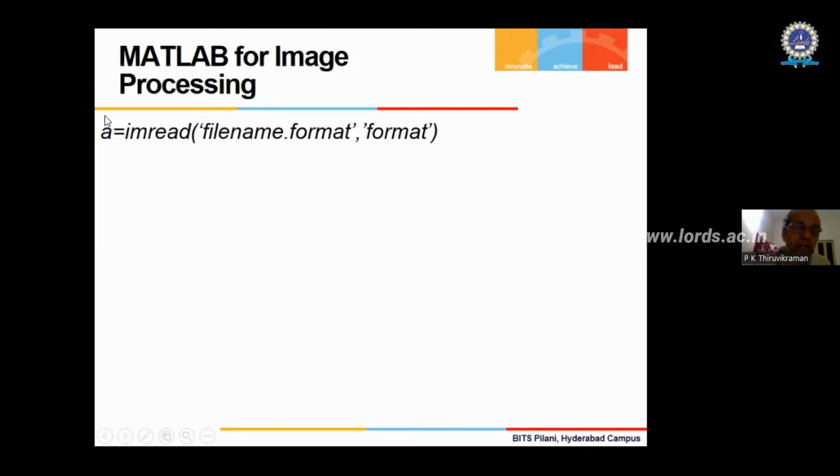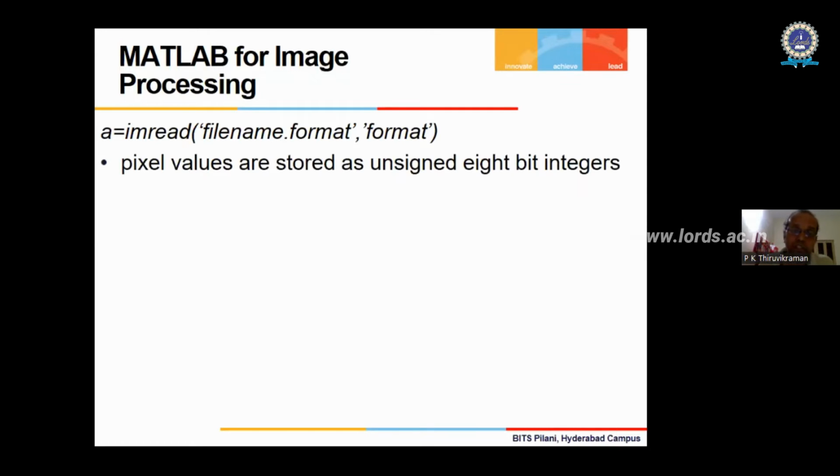called A. And of course, if it's a color image, then A will become a 3-dimensional array. And you can use the size command. MATLAB has a size command. If you say size of A, it will return the number of rows and number of columns. And if it returns 3, that means it's an RGB image. The size command will also tell you whether it's a 2D grayscale image or a color image.